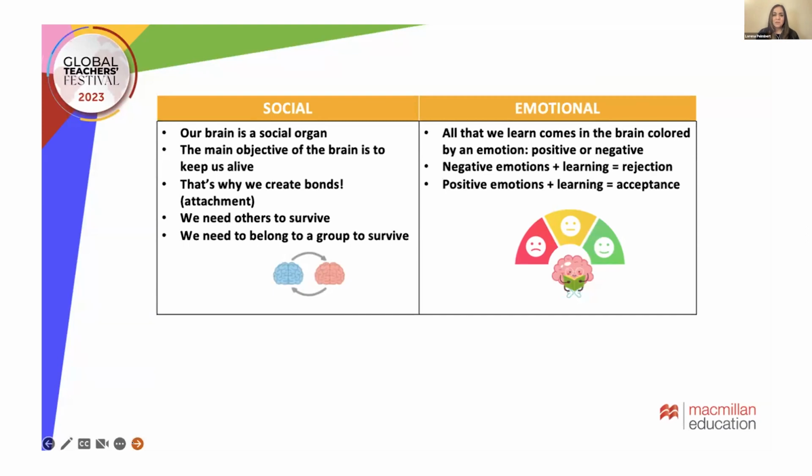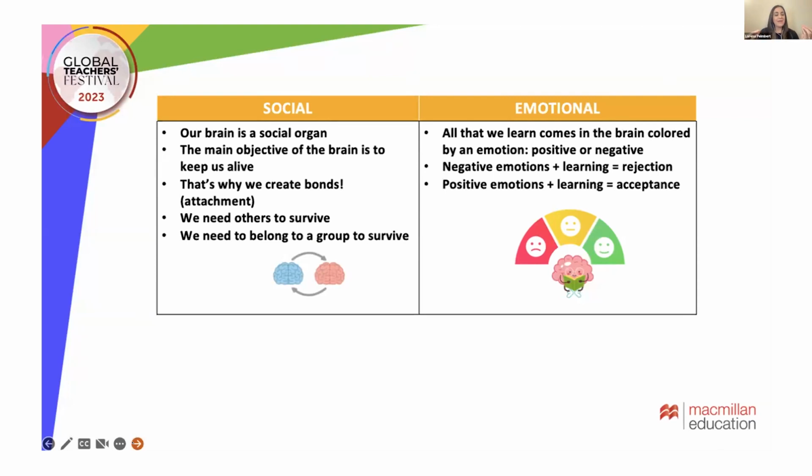Okay, but what happens when we have positive emotions while we are learning? Of joy, of happiness, we feel motivated to learn and we want to learn more. So then I accept that learning, I store that learning in my long-term memory, and I want to continue learning in time. So if I feel positive emotions when I am learning, then I become a long-lasting learner, okay? And that is something that we want to develop in our students, all right?